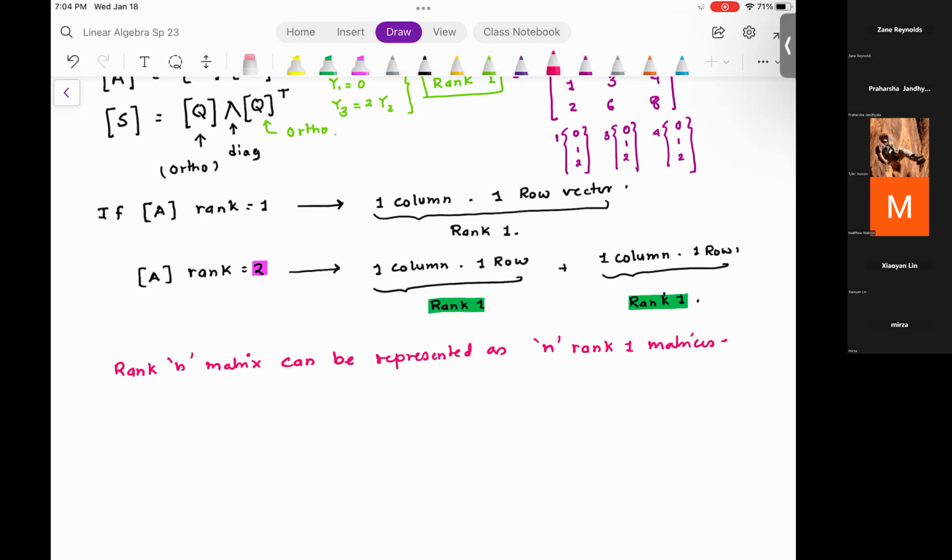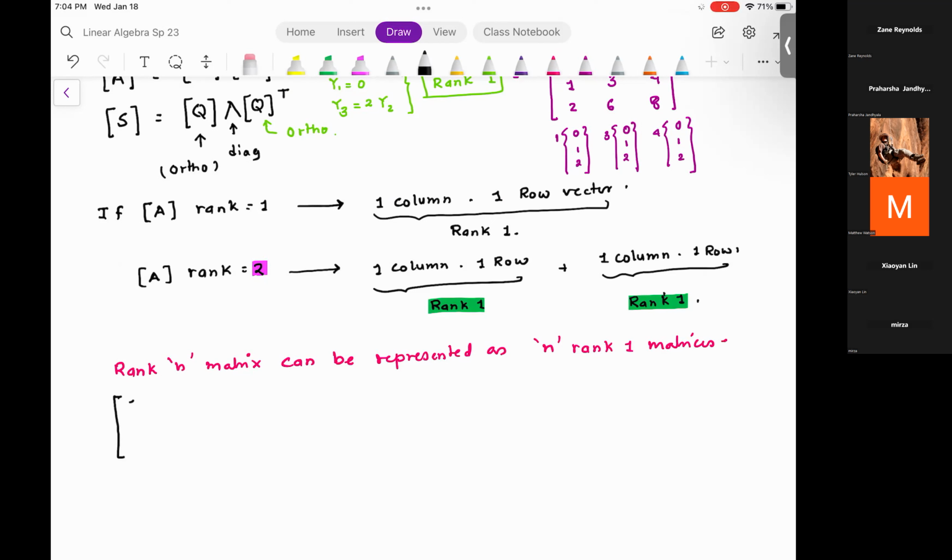And once again, I will repeat this. If you have a matrix and that matrix has rank n, that can be represented as n rank 1 matrices. And I will give you a very trivial example.